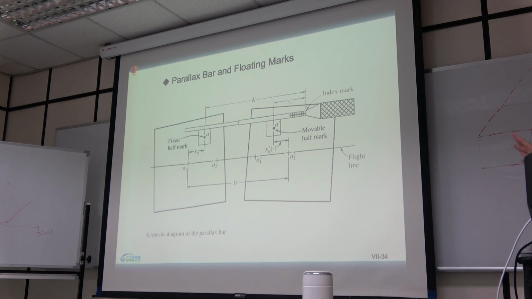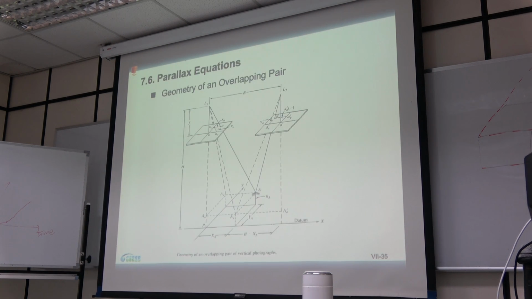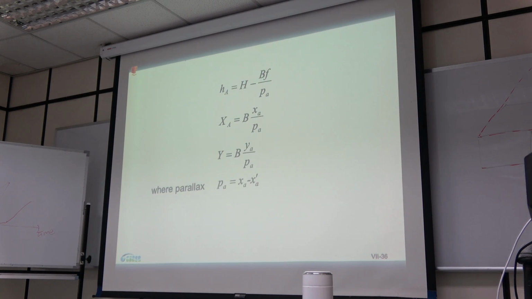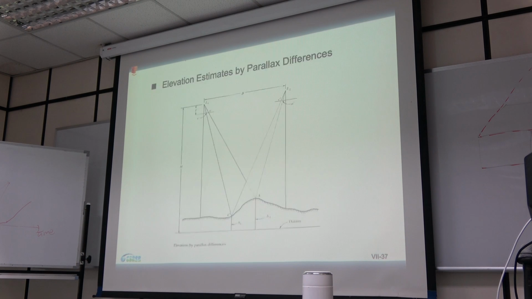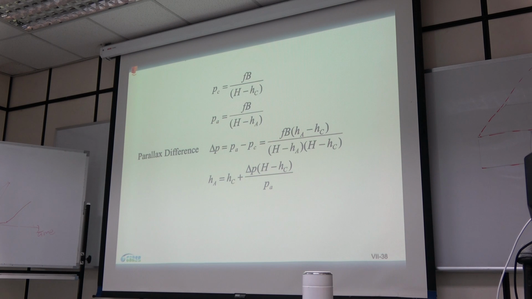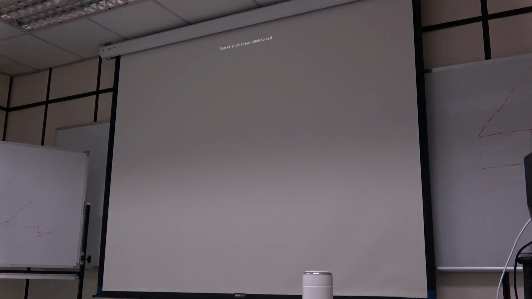But this is also in the old time. In Chinese, it's called 视差尺, parallax 视差, bar 尺. Floating marks is called 浮标. And this is also for the old time, so it's not very important right now, the parallax equation. When you have a parallax measured, then you can calculate the height through the equation over here. Like I said, not very useful nowadays. These are also the old information.